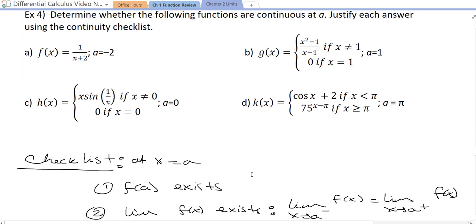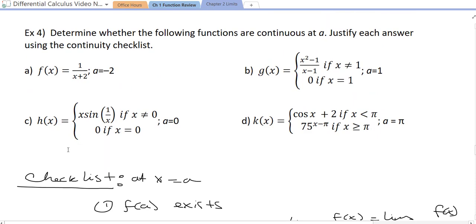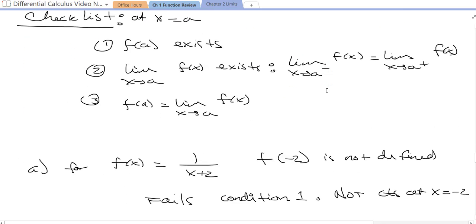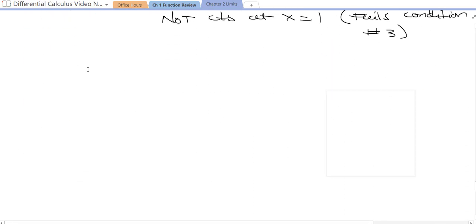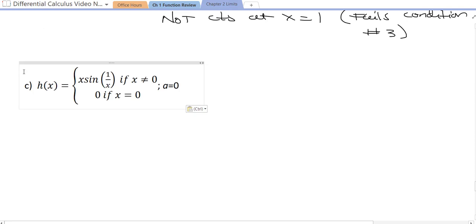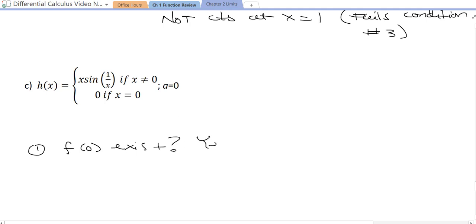Part C, h of x is x sine 1 over x when x is not equal to 0, and 0 if x is equal to 0. So these two are defined very similar. So let me copy it and paste it down here, and let's do the same thing, check the conditions. So now a is 0. So let's check the first condition, right? Does f of 0 exist? Yes. F of 0 is defined to be 0 by the piecewise function.